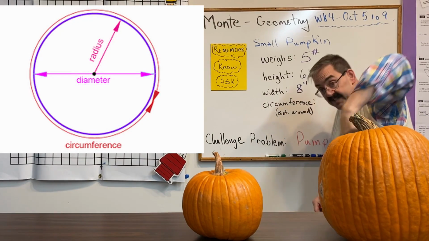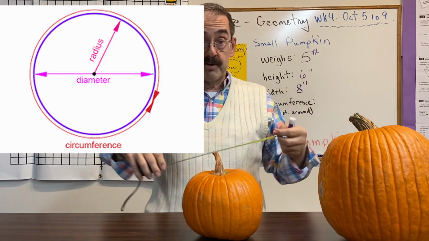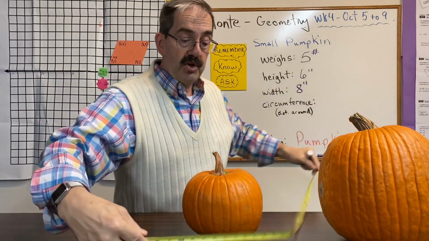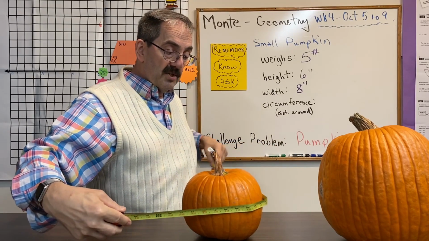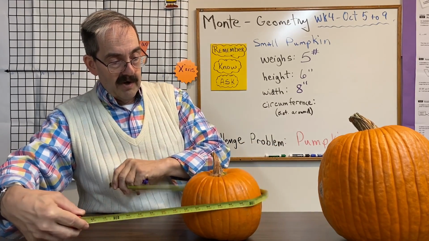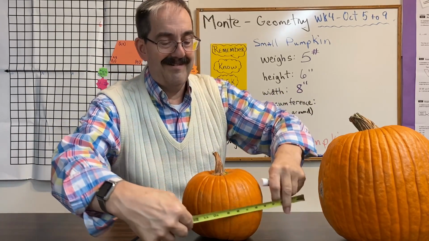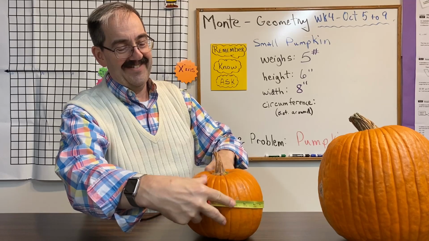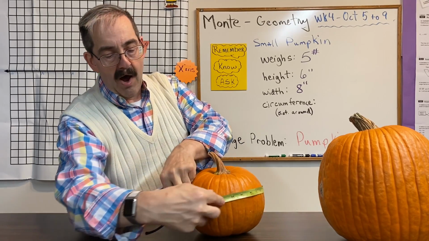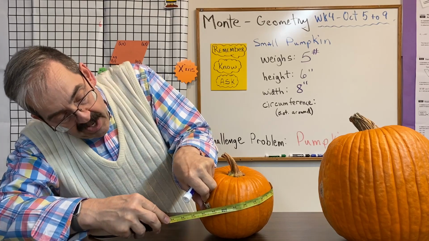Now, geometry term. Circumference. The distance around, okay? You need that term. That's geometry, okay? So let's make sure you write that in your notes. Circumference, okay? So we're going to put this around here. I know I can do this. All right? Yes, I can. All right. So now, how far around is this pumpkin?